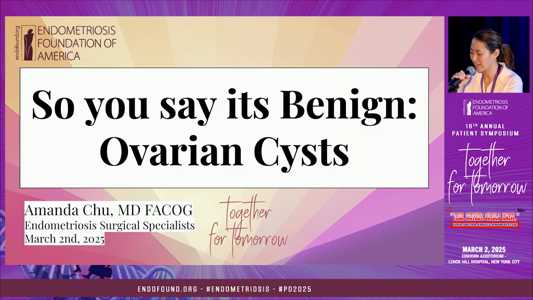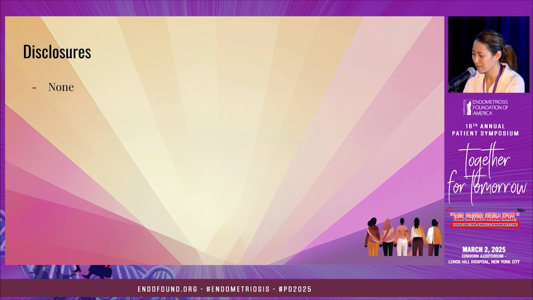Right, so I wanted to talk about something that probably a lot of women in the room experience. It is a slightly short time, so I want to talk about endometriomas, but in order to even get to endometriomas, we should talk about physiologic cysts, how cysts form, something like hemorrhagic cysts. So let me just get started. All right, I have no disclosures related to this talk.